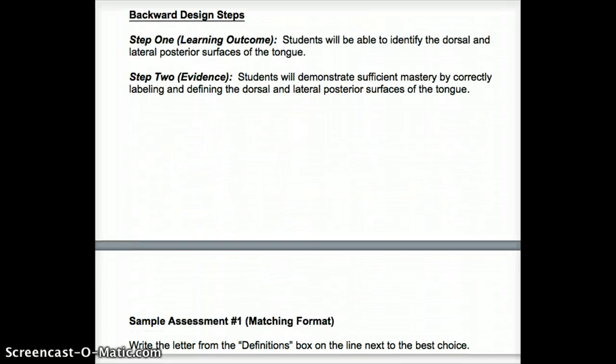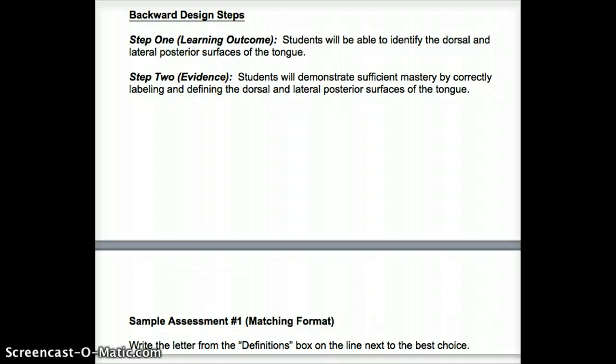In my backward design steps, first we have step 1, the learning outcome, which I've just stated. And again, upon completion of this lesson, students will be able to identify the dorsal and lateral posterior surfaces of the tongue. Next, we have step 2, the evidence.